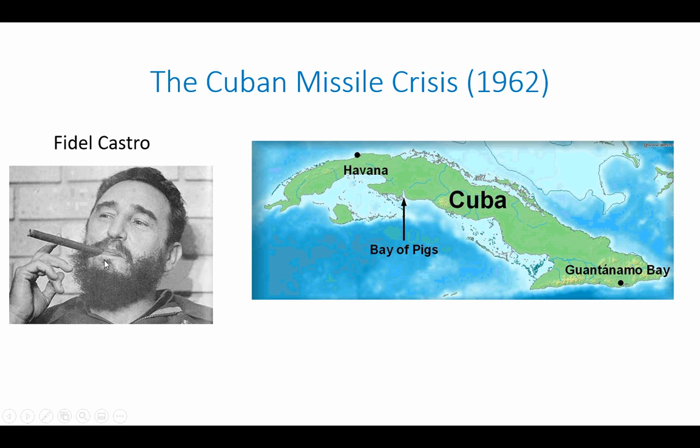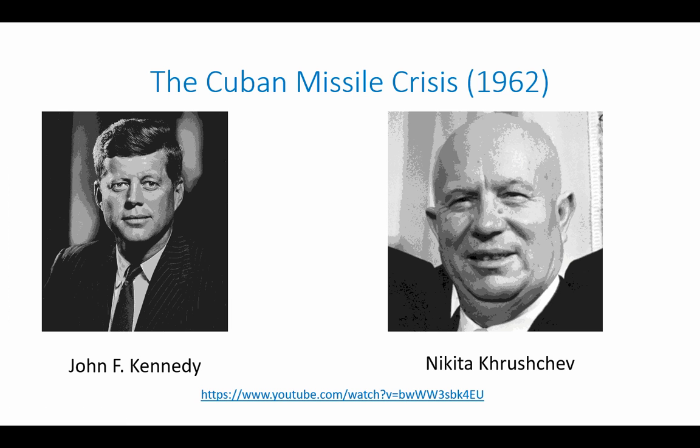Fidel Castro had just staged a revolution in Cuba, and he had taken over Cuba and turned it into a communist country. Okay, so the leader of the United States by 1962 was John F. Kennedy. He had replaced Harry Truman. And the leader of the USSR was Nikita Khrushchev. Or wait, I misspoke there. John F. Kennedy actually replaced Dwight Eisenhower. My bad. So by 1962, he was president.